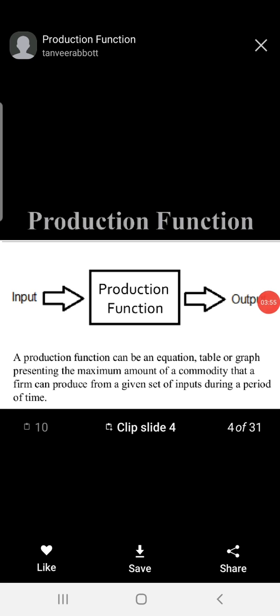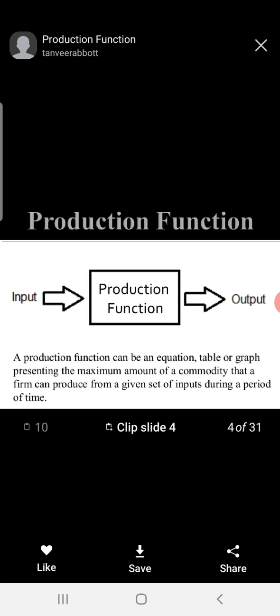Let me consider you are the producer of a biscuit company. You have only 1 kg of wheat flour, half kg of sugar, half liter of oil, and with the help of those inputs, how many biscuits are you producing? Let me consider you are producing 50 biscuits. That relationship between input and output is called production function.